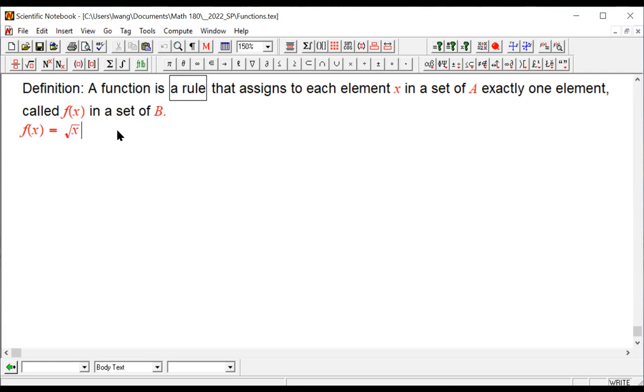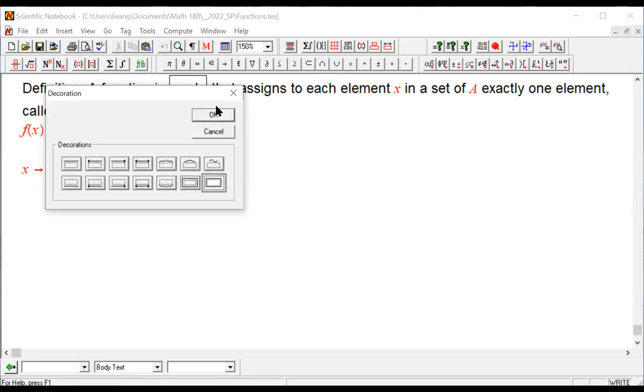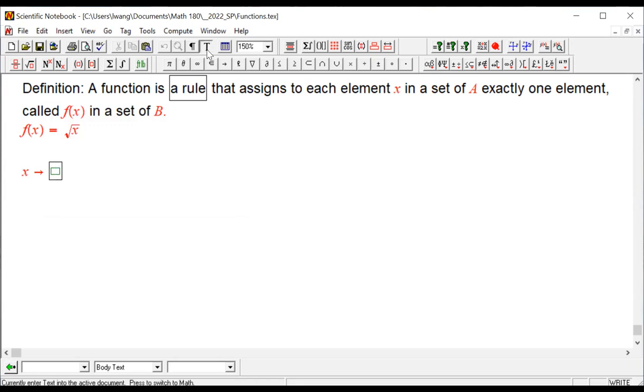So, square root of x, right? What is this rule about? Certainly in this rule, we have input x, and this rule says, give me the input, and I'm going to take the square root of the input. Okay, so that's what this rule is about. Whatever input you give me, I'm going to produce the square root of the input.